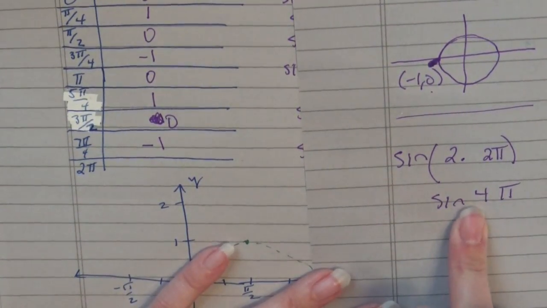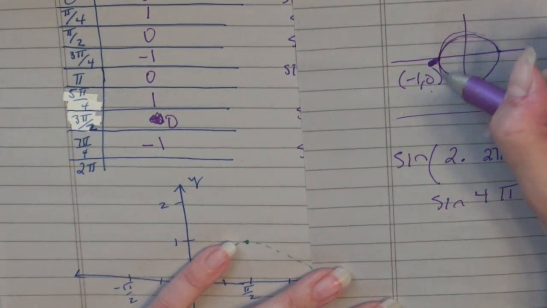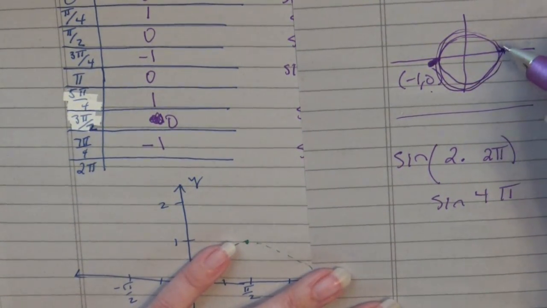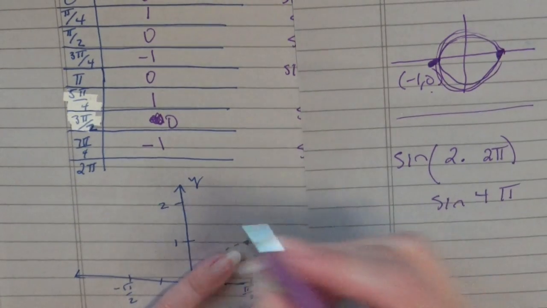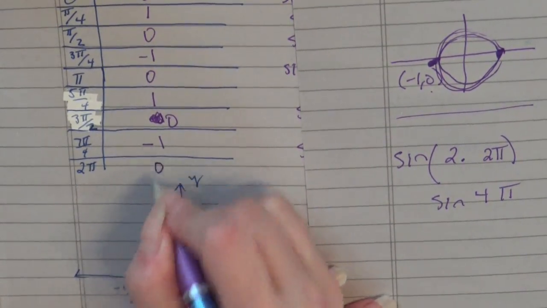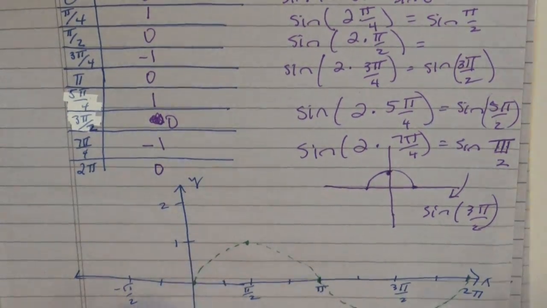Okay, but we know that the reference angle for this is just 0 degrees, because that's the starting point. I guess after you've gone around 2 times. So if you start over here, that's 2 pi, go around again, you're at 4 pi, so you're back over here where you started from, and your y-coordinate now would be 0. So sine of 4 pi would be 0. Alright, now here's our table that we filled in.